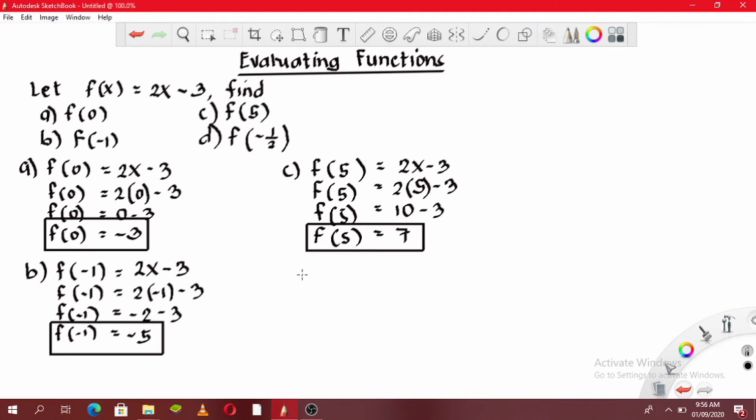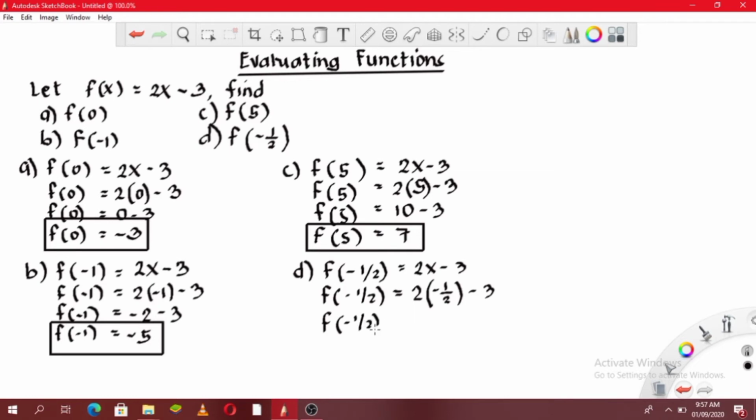And the last one, f of negative 1/2. So, again, we have 2x minus 3. So, for f of negative 1/2, we'll have 2 times, palitan ng x ng negative 1/2, minus 3. So, f of negative 1/2 is, so 2 times negative 1/2. So, 2, pag ginawang fraction is 2 over 1. Diba?